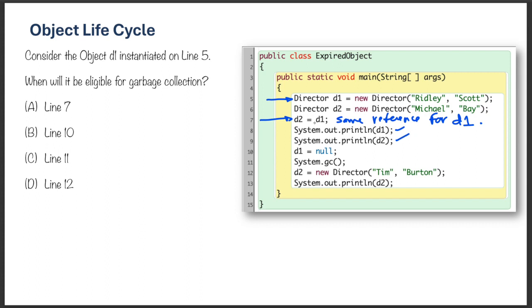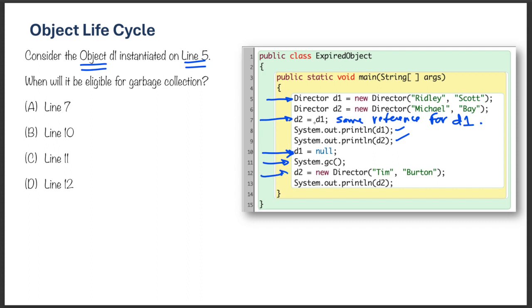Now D1 is set to null. Well, just because D1 is set to null doesn't mean the object has lost reference, because it's still being referenced by D2. Again, the question said, when will the object instantiated on line 5 be eligible for garbage collection? It's not eligible yet, just because it was set to null, because D2 is storing that reference. Now it calls the garbage collector. We need to just ignore this.